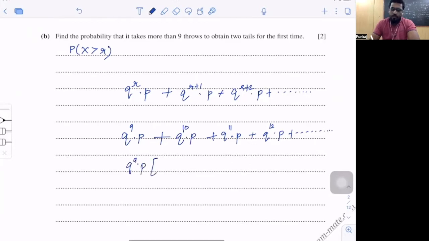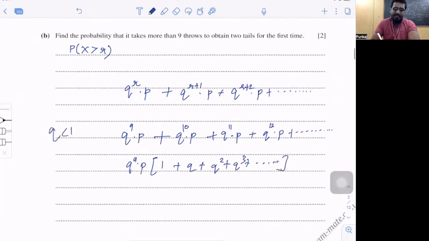What is left? In the first term 1 is left, second term q, third term q square, q cube, and so on will keep on coming. And do you know that q is less than 1 here, right, students? We know that q is less than 1. So this is an infinite series whose sum is expected. So S infinity, if you recall, is given by a upon 1 minus r.